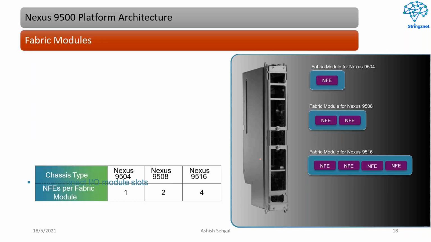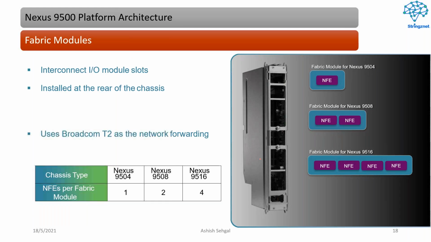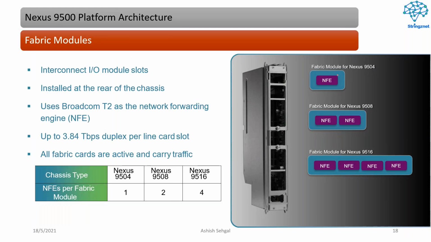Okay, I was telling you the fabric modules have a programmed intelligent ASIC chip, and that is called the network forwarding engine. Depending upon the Nexus box you are using, you may have a larger number of network forwarding engines. Guys, look at the terminology, network forwarding engine, which means this is contributing to data plane communication, with intelligently programmed ASIC chips, and not only wires to connect the line cards.